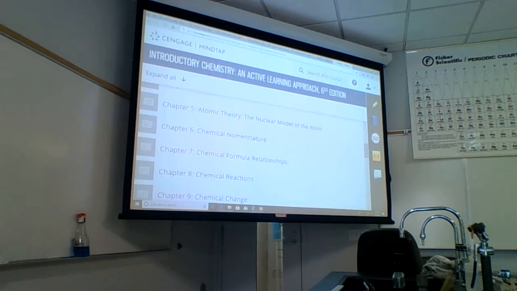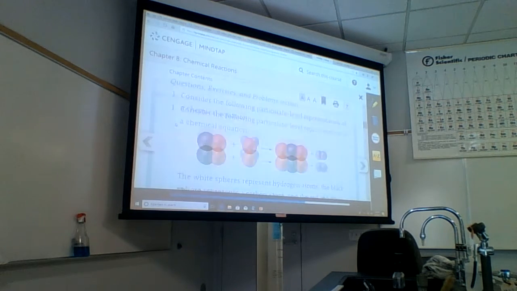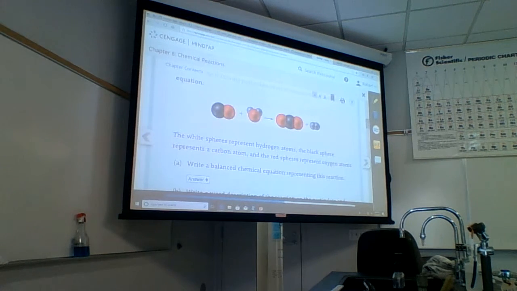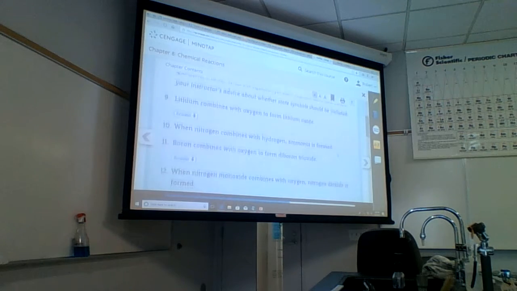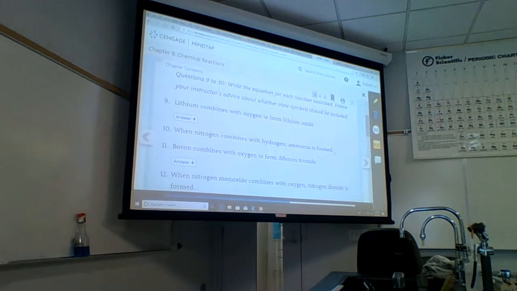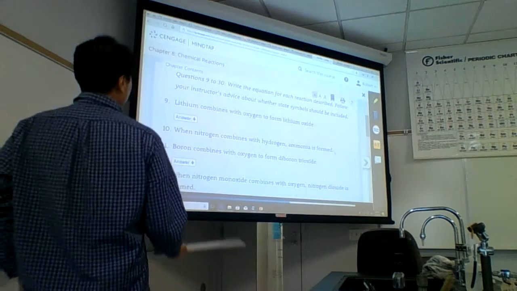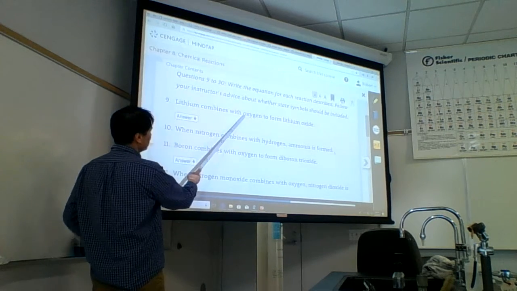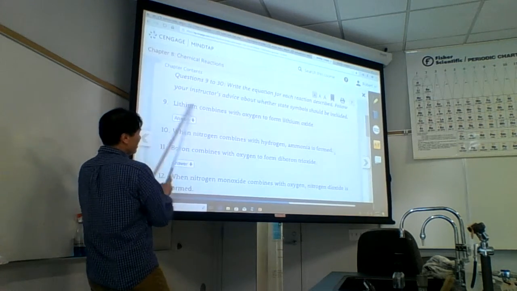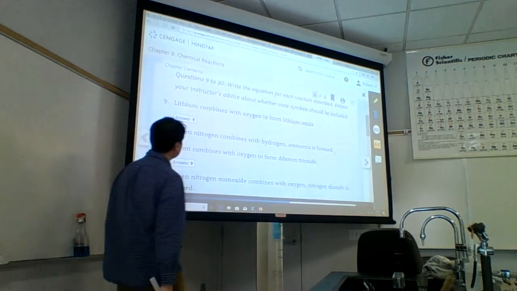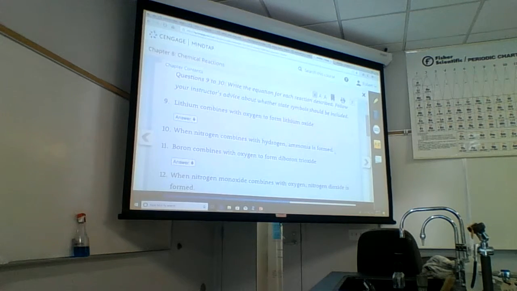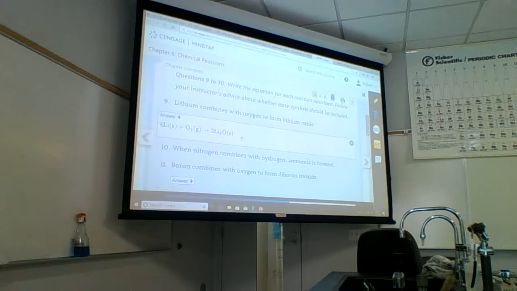So if we take a look at chapter 8 homework, the first part of chapter 8 is just balancing reactions. This is just balancing. So even though this is a single replacement reaction, or no, this is element plus element. Element lithium, element oxygen yields lithium oxide. This is just balancing because they tell you what forms lithium oxide. So all you need to do is write the correct formulas and balance it.